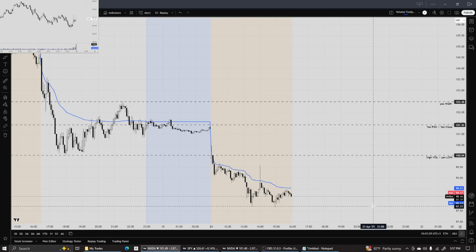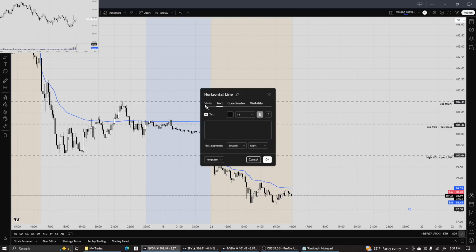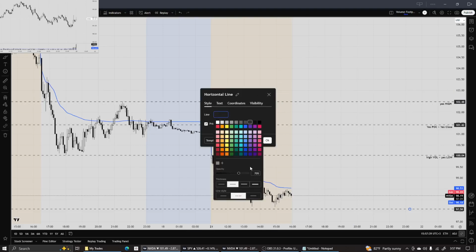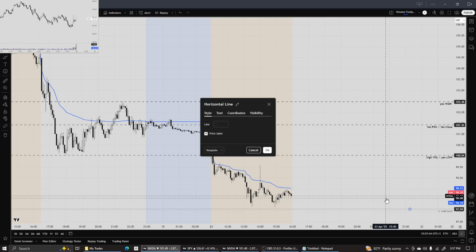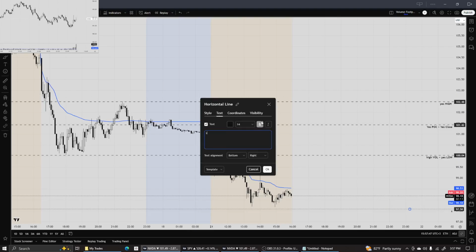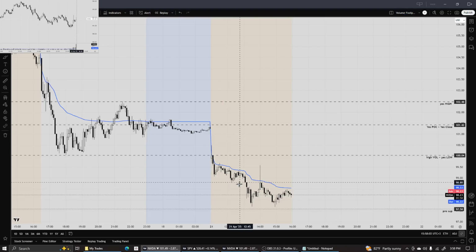97.74, basically 97.5 was a support in the pre-market. Pre-market sub. Okay, and this was the pivot 98.8. First, it acted as support and then as resistance.